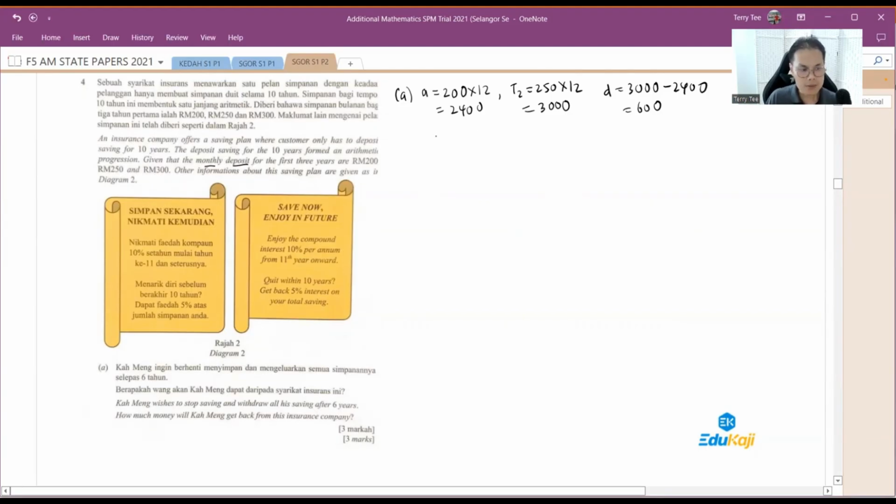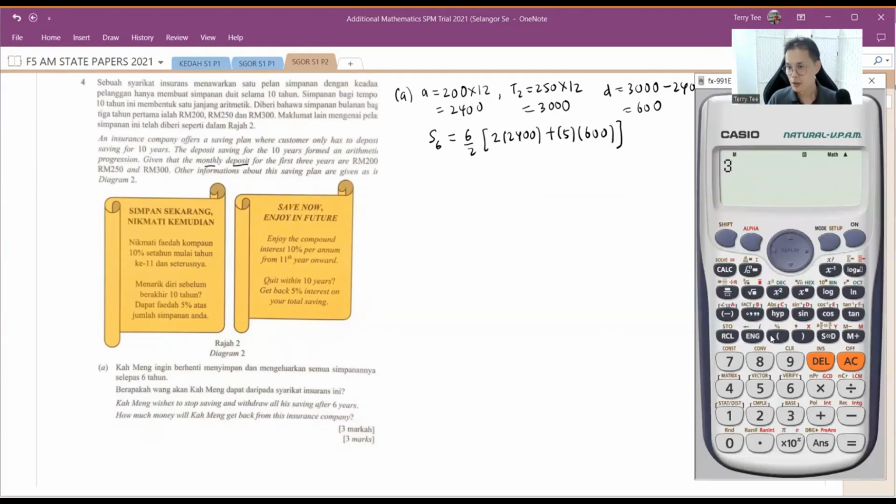So the total amount that he's putting in can be given by Sn. This is an arithmetic progression. You can see it increases at a constant rate. So we take 6 over 2. Remember the formula for Sn? n over 2 times 2a plus n minus 1, which would be 5, d. d is 600. Well, you can just use a calculator here. 6 over 2 is 3. You multiply 2 times 2,400, which is 4,800. 5 times 600 is 3,000. There you go. The amount is 23,400.